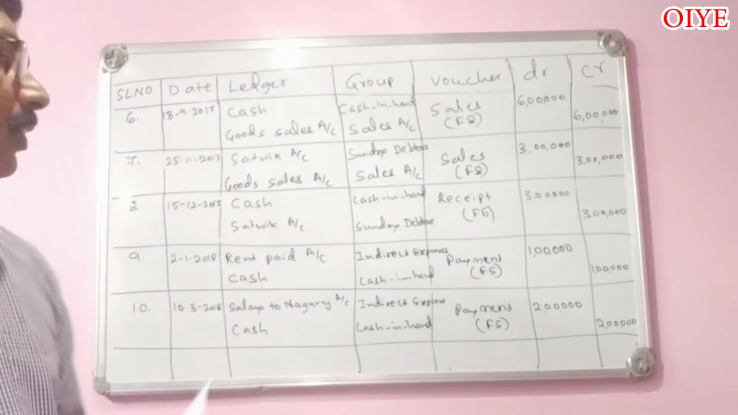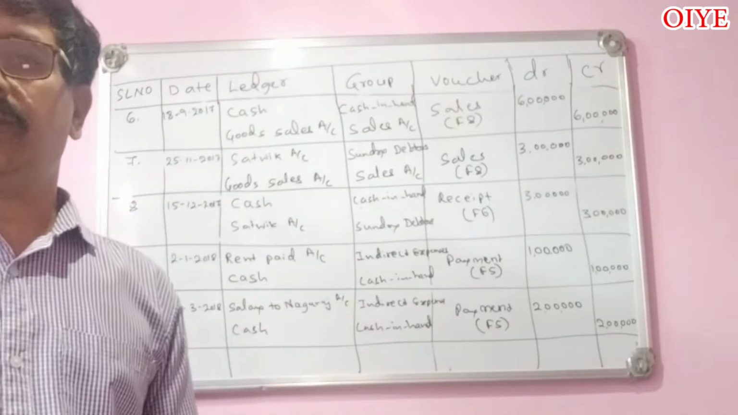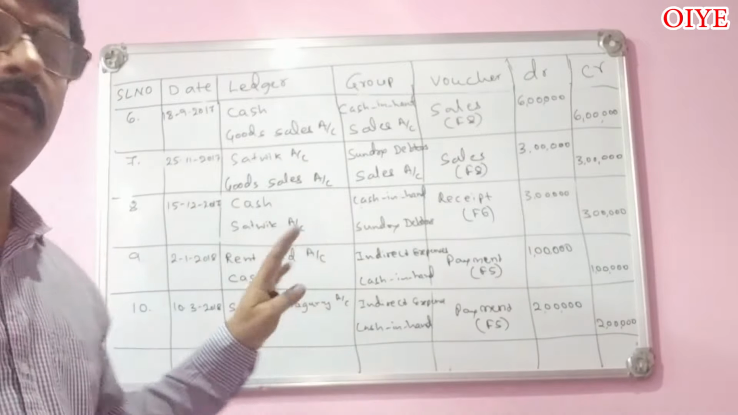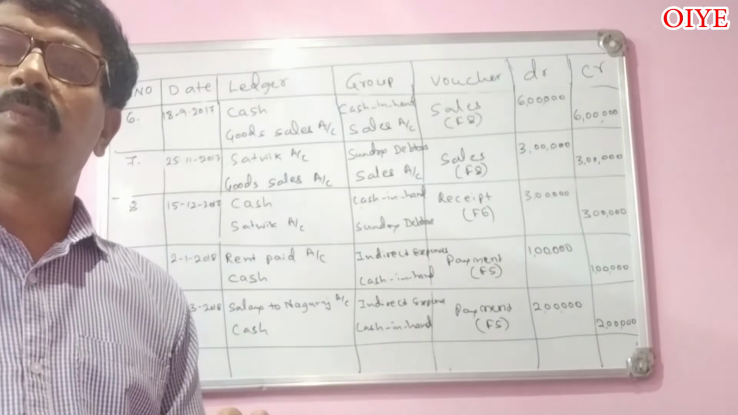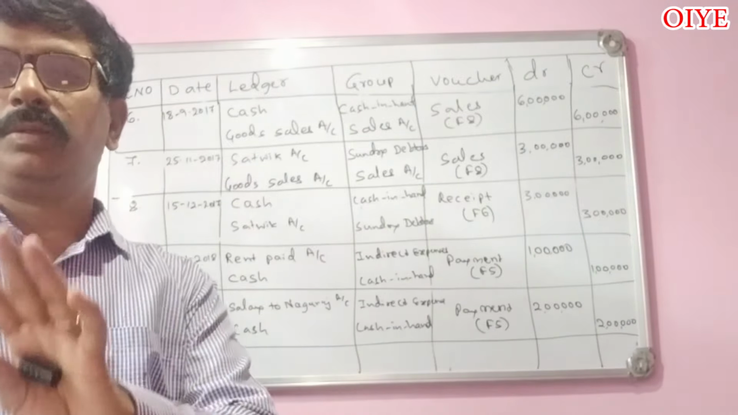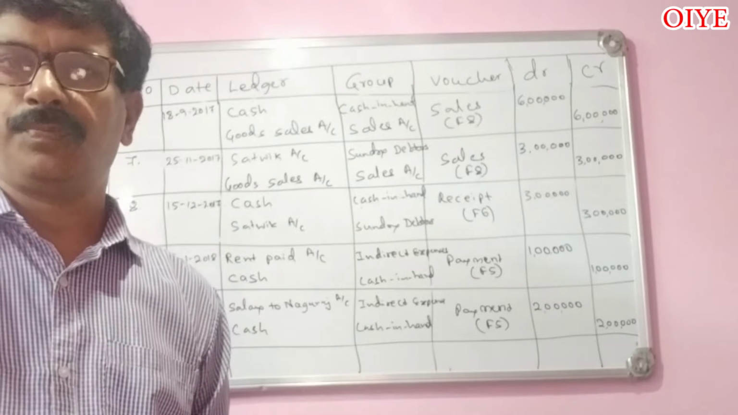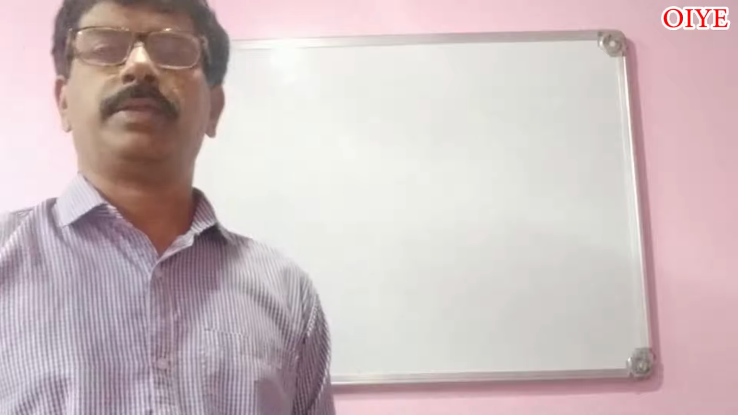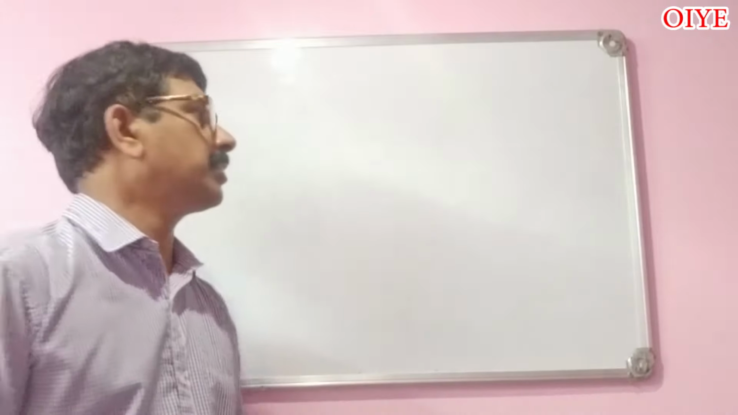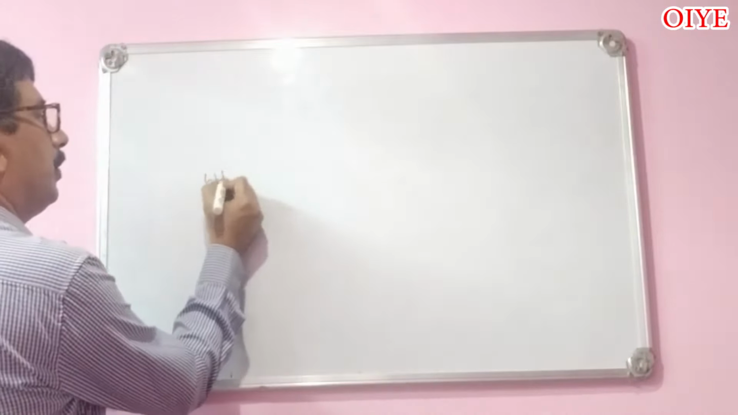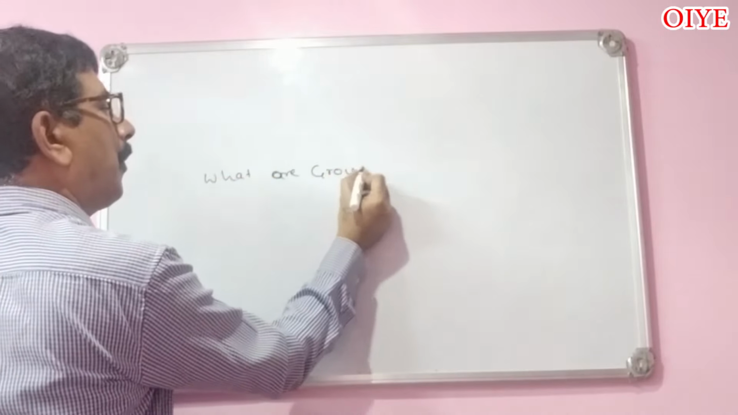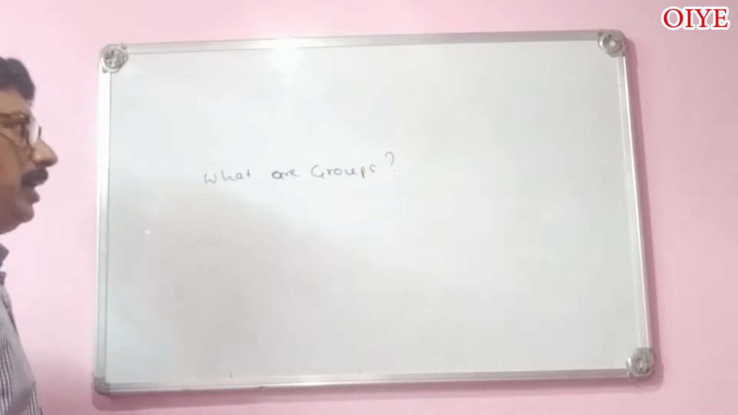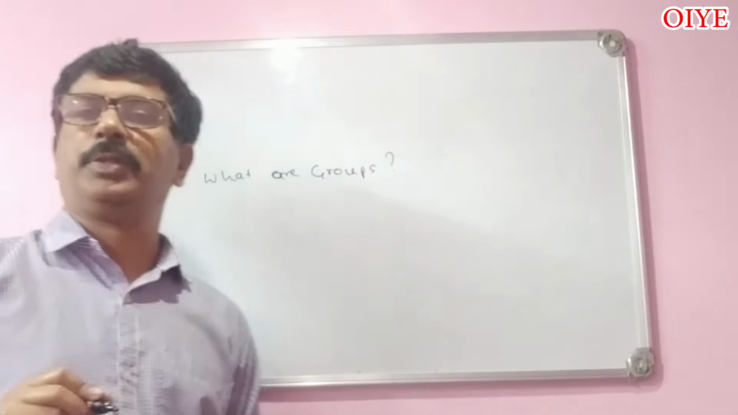In this way, you have to solve the case study. The total marks for this case study is 15, and it is a compulsory question. You have to write the case study. I will give an example for one question. There is one question here: What are groups? And how you will write the answer for this one.